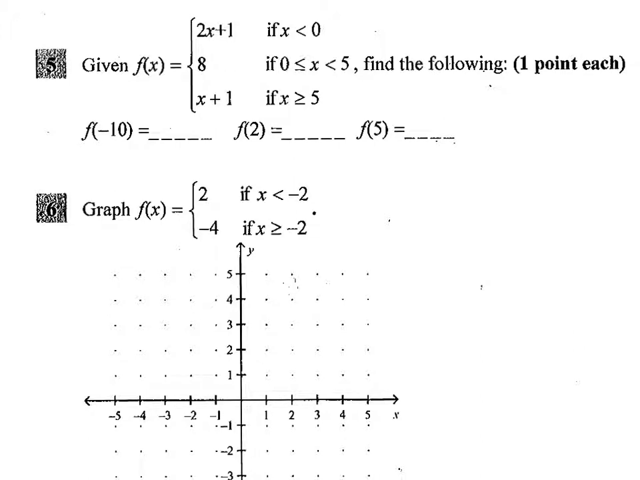For number 5, let's figure out where these x's fit. So where does negative 10 fit? Is it less than or equal to 0? Yes. So we'll use 2x plus 1, but that's not the final answer. We have to take the negative 10 and plug it in for x right there. So the answer will be 2 times negative 10 plus 1, which is negative 19.